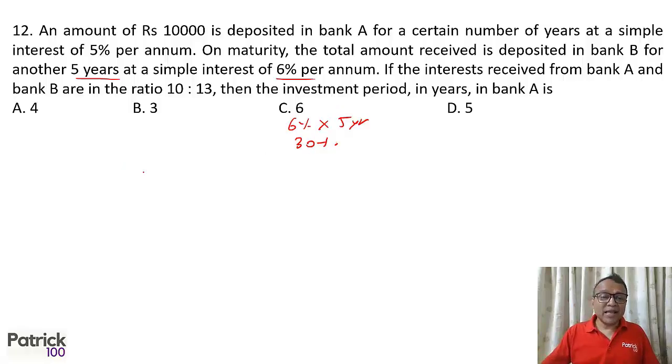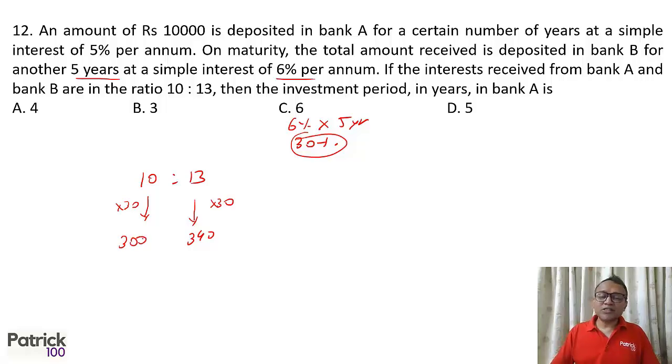The interest received in bank A and B is in the ratio 10:13. I know the interest in B is 30%. Just to make it a multiple of 30, I'll take the 13 as 390. I'm multiplying by 30, so 10 multiplied by 30 will give you 300. Just for ease of calculation, because I know the interest in the second part is 30%, I'm making it 390.